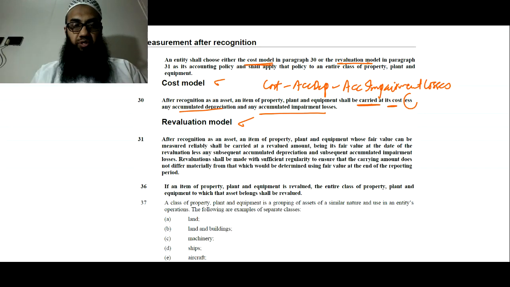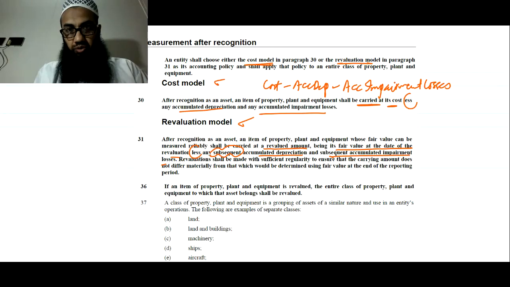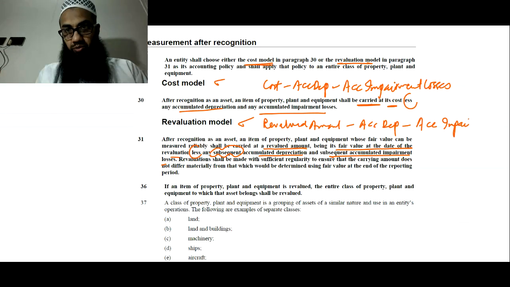What does the revaluation model say? After recognition as an asset, an item of property, plant and equipment whose fair value can be measured reliably shall be carried at its revalued amount, being its fair value at the date of the revaluation less any subsequent accumulated depreciation and subsequent accumulated impairment losses. So, the revalued amount minus accumulated depreciation minus accumulated impairment losses.